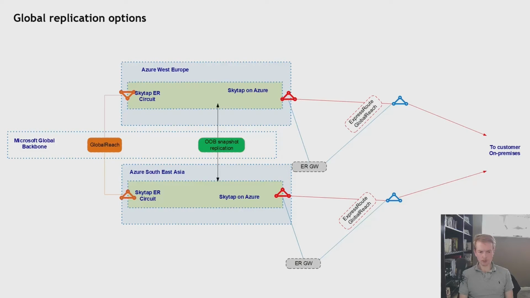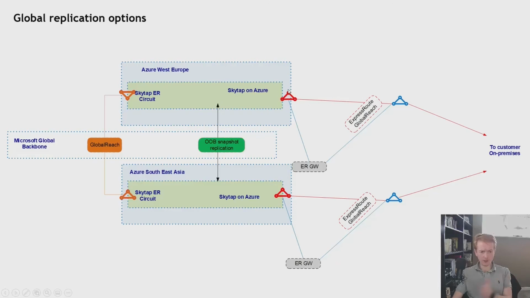A global Skytap design with Skytap in multiple regions is also going to potentially introduce a requirement for the Skytap instances to talk to each other for purposes of replication. And there's a couple of different options here, depending on what replication method you're using. So this is a bit of a simplified diagram. Again, Skytap in multiple regions.